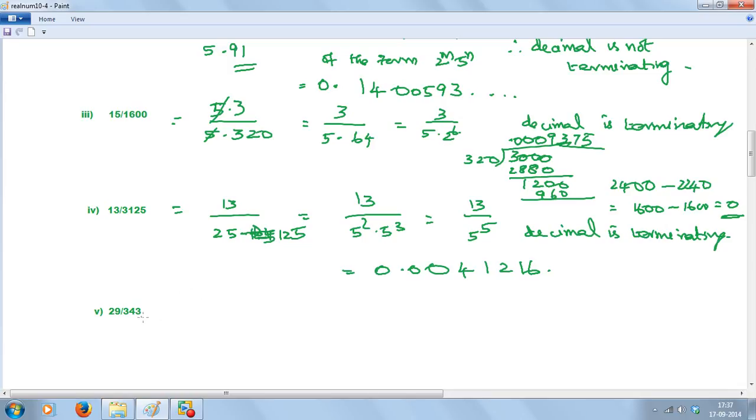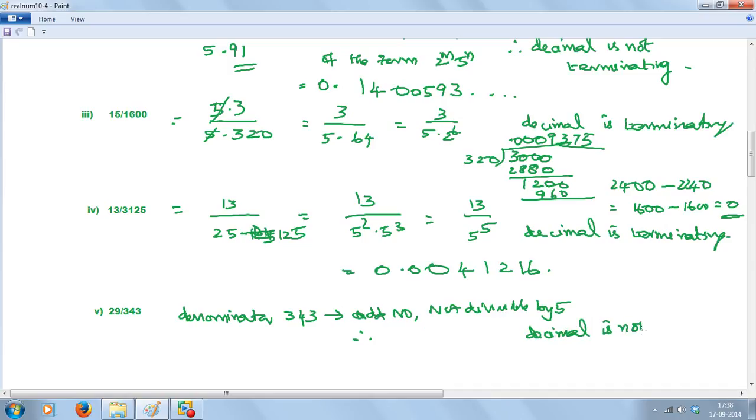So the next case is 29 by 343. The denominator 343, how can we write it? It is an odd number, not divisible by 5. Therefore, the decimal is not terminating.